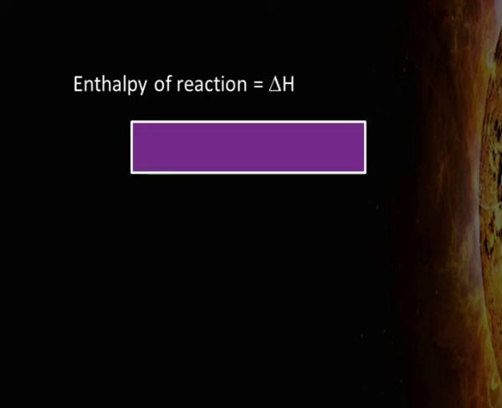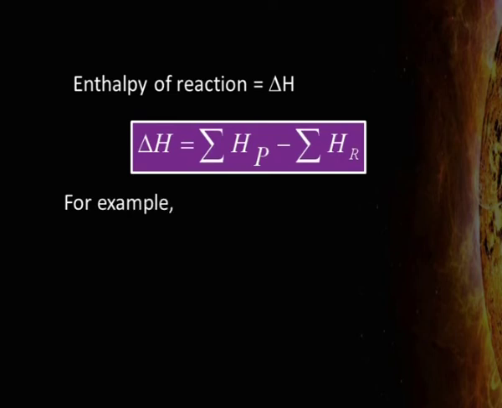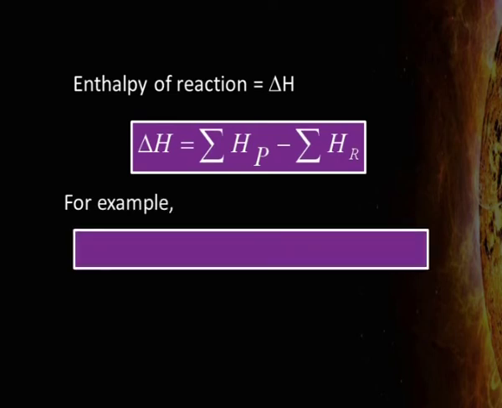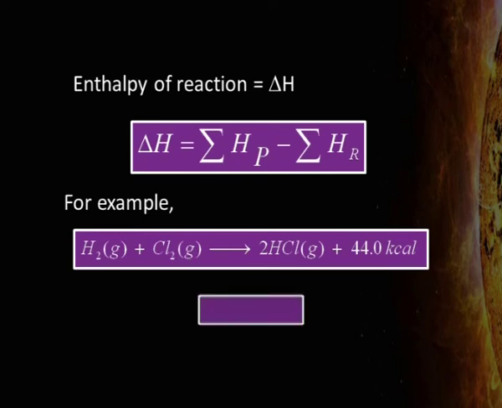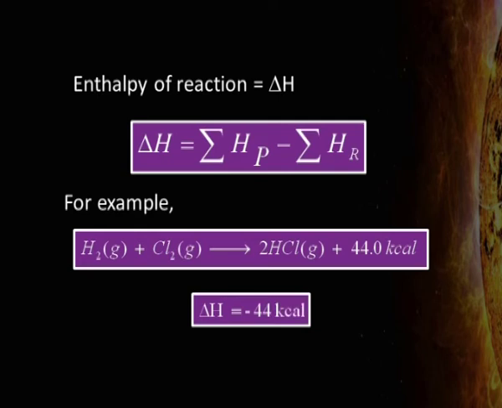Mathematically, enthalpy of reaction is equal to delta H, which is equal to the sum of the enthalpy of products minus the sum of the enthalpy of reactants. For example, if an equation is given as gaseous hydrogen plus gaseous chlorine gives you gaseous HCl plus 44.0 kilocalories, or delta H equal to minus 44 kilocalories.